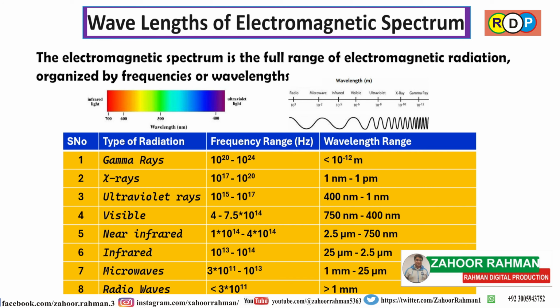Now let us observe the table of the types of radiation. If it is gamma rays, then the frequency range will be 10 raised to the power 20 to 10 raised to the power 24, and its wavelength will be less than 10 raised to the power minus 12 meter. The second category of electromagnetic radiation is X-rays. X-rays are electromagnetic radiation similar to light, but of very short wavelength. Its frequency ranges from 10 raised to the power 17 to 10 raised to the power 20, and its wavelength is 1 nanometer to 1 picometer. Similarly, as we go down, the frequencies and the wavelengths are also changing.